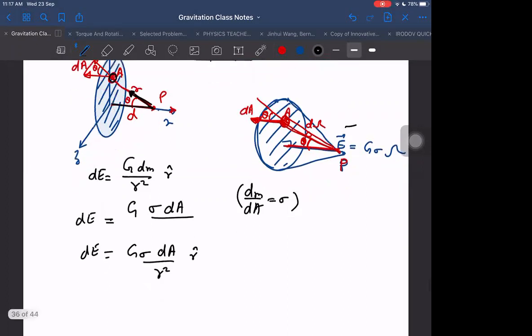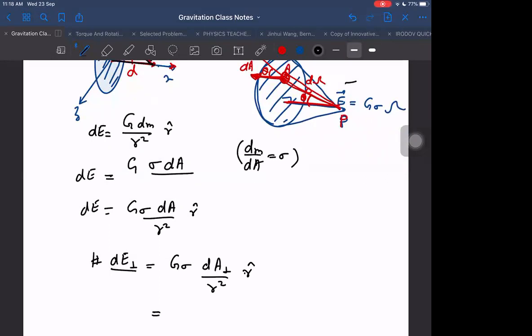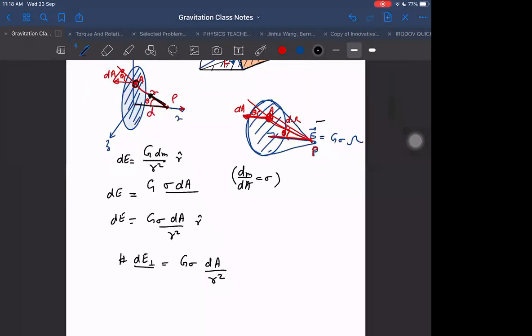I am not interested in that. I am interested in dE perpendicular. That is the main point here, that makes our things easier. dA perpendicular upon r square into r cap. Sorry, wait. I think I should take the component of dA. Let me finish, please. If I'm doing something wrong, let me finish first and after that you tell me something.